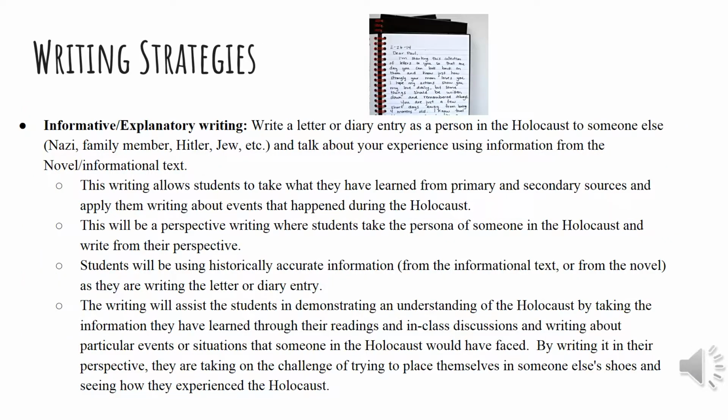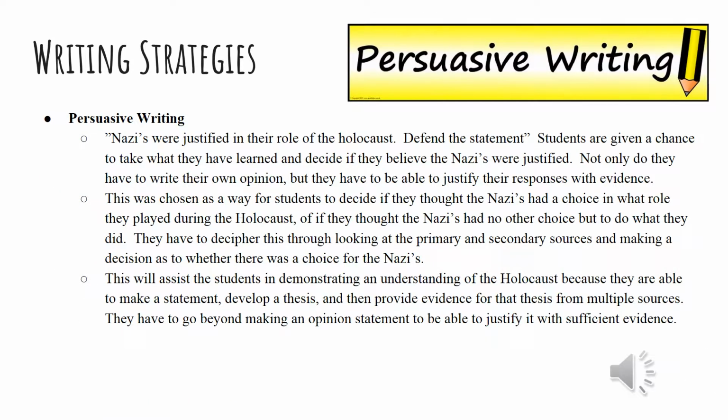Students will write a journal entry or letter to someone describing events and situations that occur in the Holocaust. They will use information from primary and secondary sources in order to determine which events they will write about. Students will have an opportunity to write a persuasive piece about whether they believe the Nazis were justified in their role in the Holocaust. They will have to create a thesis and find supporting evidence to their claim.